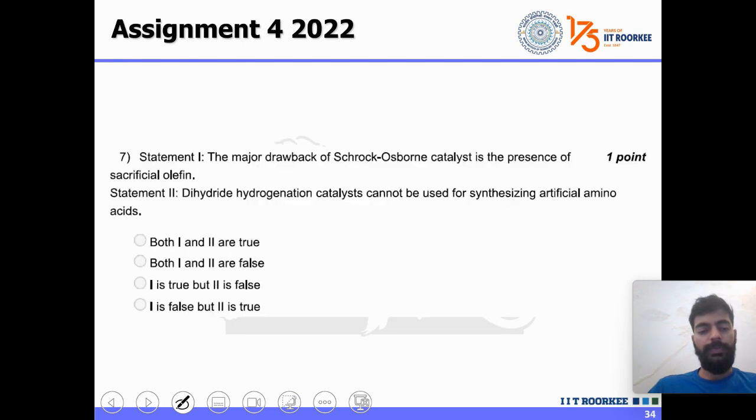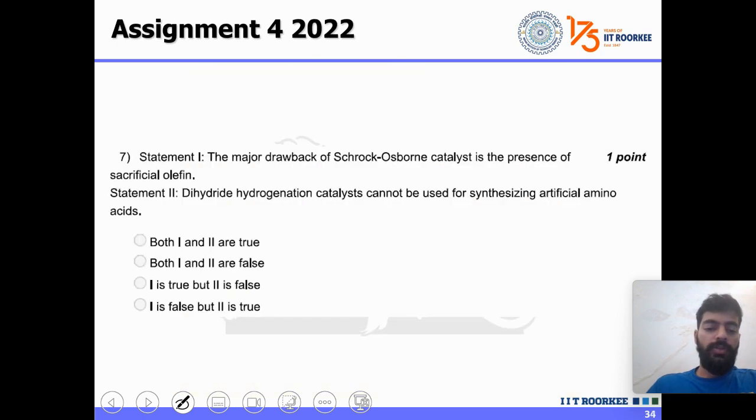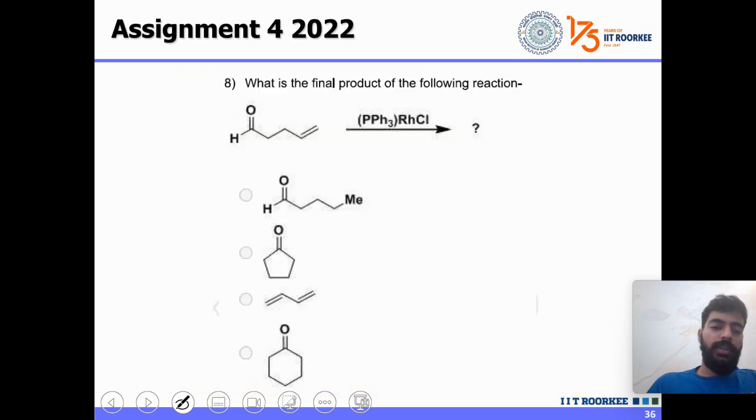Let's move to the next question. Statement 1: major drawback of Shock Osborne catalysis is the presence of sacrificial olefin. Statement 2: dihydride hydrogenation catalyst cannot be used for synthesizing artificial amino acids. Both 1 and 2 are false because it is not sacrificed, and also the dihydride hydrogenation catalyst can be used for synthesizing artificial amino acids. We can see it here. See this. Okay, let's move to the next question.